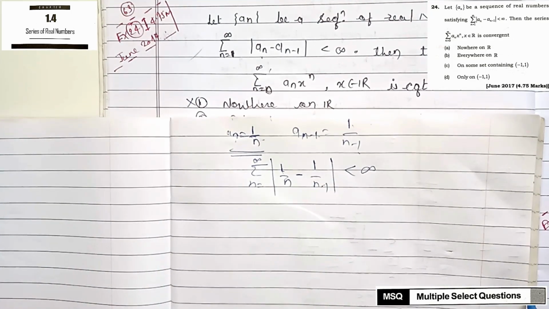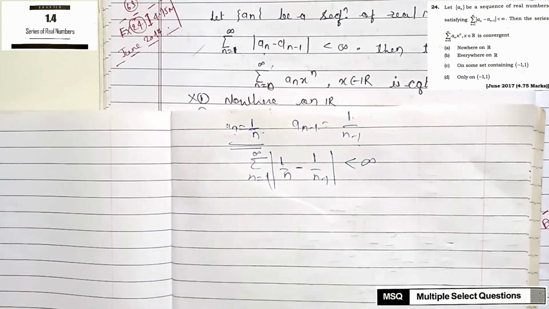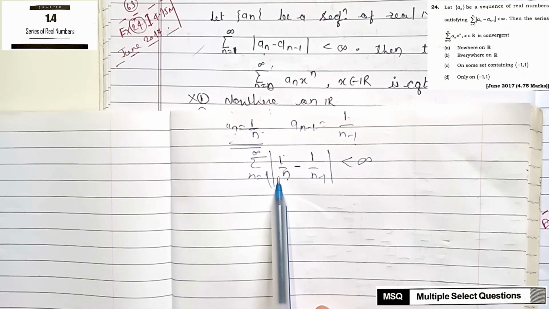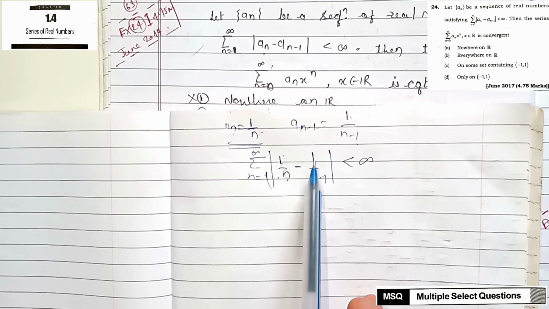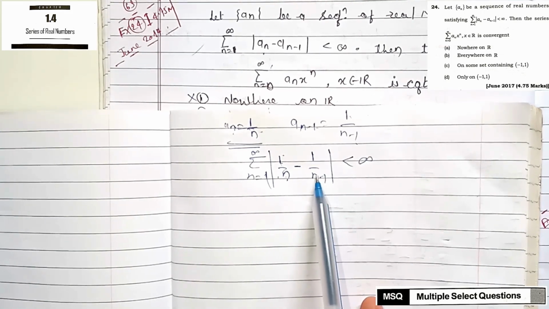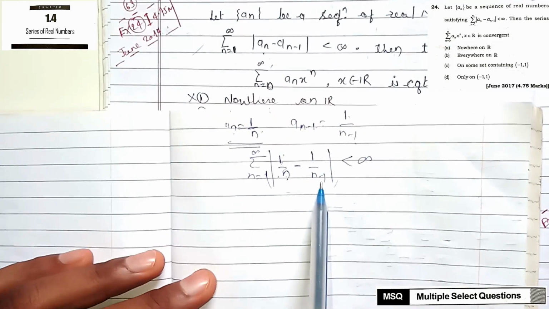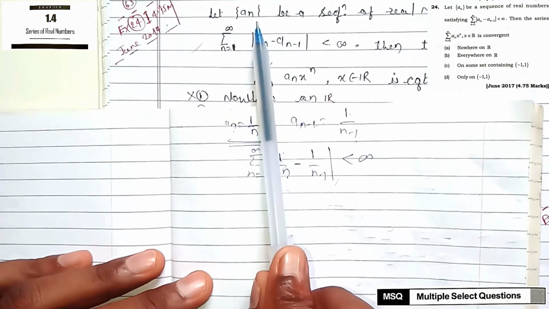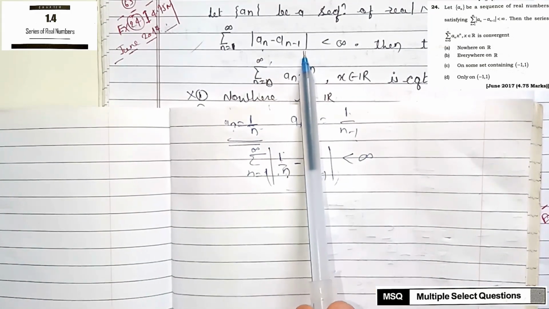So n is running from 1 to infinity. We know that 1 upon n is smaller than 1, and when n goes to infinity, 1 upon n goes to 0. 1 upon n minus 1 also goes to 0. So these terms are small, and surely we can say these are finite terms. So our first property, that the sequence a_n of real numbers satisfies this condition, holds here.